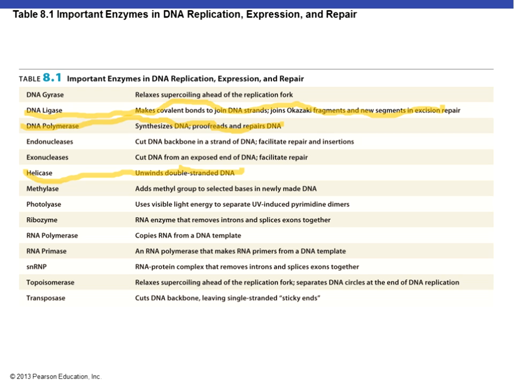We also have RNA polymerase, that's very important. It copies RNA from a DNA template. We haven't talked about it yet, but we will soon. And then there are what we consider endonucleases and exonucleases. Endonucleases will cut the backbone of the DNA strand and facilitate repair and insertion. And then exonucleases can cut DNA and also facilitate repair. So those that I've highlighted, those are pretty important that I want you all to remember.